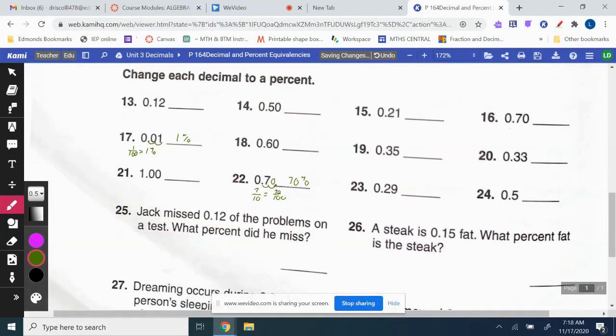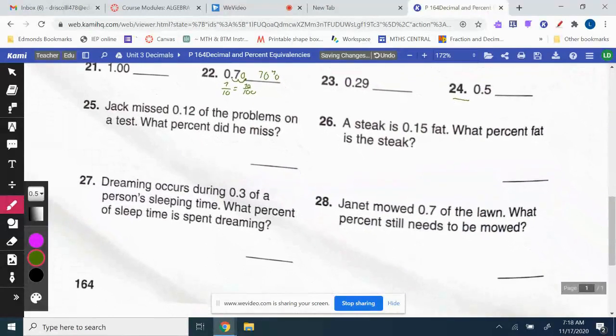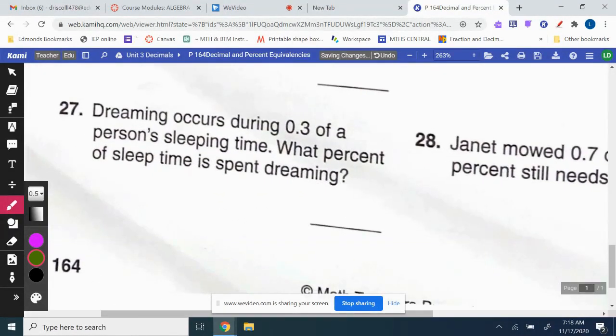I feel that this is going to go pretty quickly for you guys. Just be careful with number 24. And let's try a story problem. Let's do number 27. Dreaming occurs 0.3 of a person's sleeping time. What percent of sleeping time is spent dreaming? So I know that 0.3 is 3/10, and I need to think in hundreds. So I got to move my decimal place 2 places and then add a percent. 1, 2, move my decimal, put a filler 0 in there, and add a percent. So 30%.